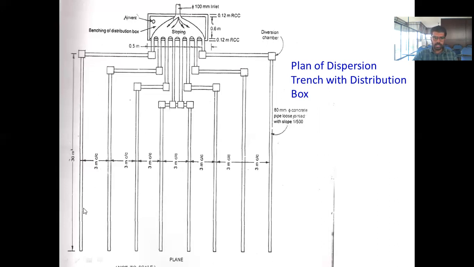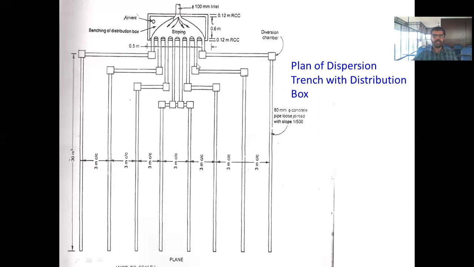So this is normally 30 meter, and you can see here, from here the wastewater is allowed to flow like this. This pipe is flowing through a trench only. The pipes are flowing through trenches only. So you can see the construction is going like this, and there should be a distance of 3 meter, and we'll be seeing how you get this 3 meter and all those things. This thickness is 0.12, this width is 0.6 meter, inlet is 100. It has been split, or distributed.